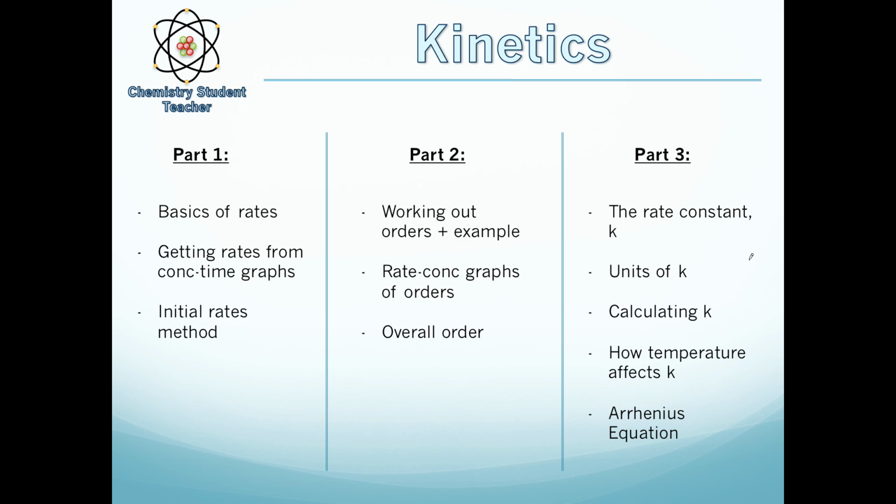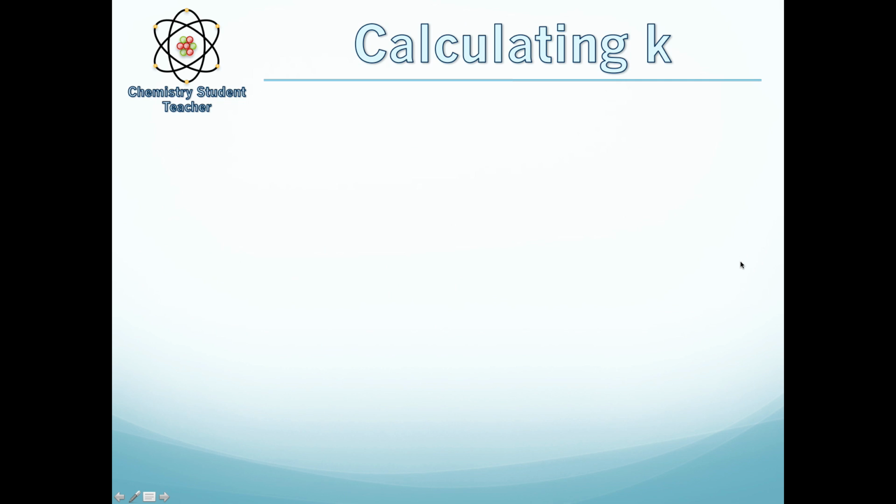Now in part 3, we're going to talk about the rate constant K, how to figure out the units of K, how to calculate K, the temperature effects on K, and the Arrhenius equation. Let's start with part 3. So how do we calculate K? Well, that's actually quite straightforward.